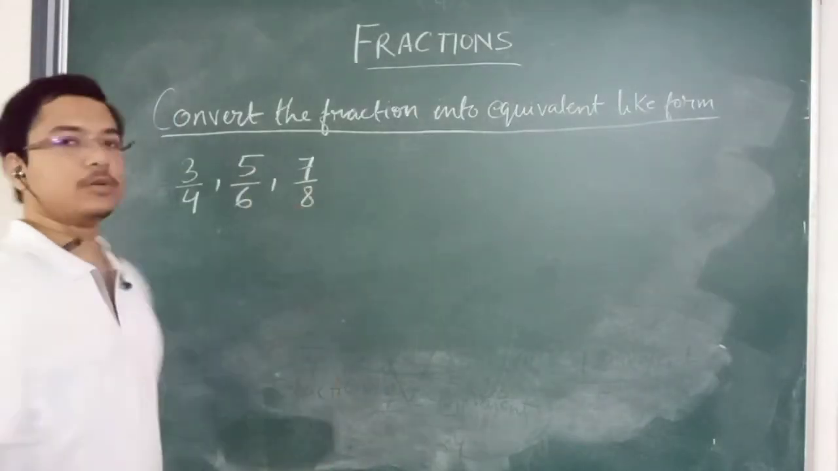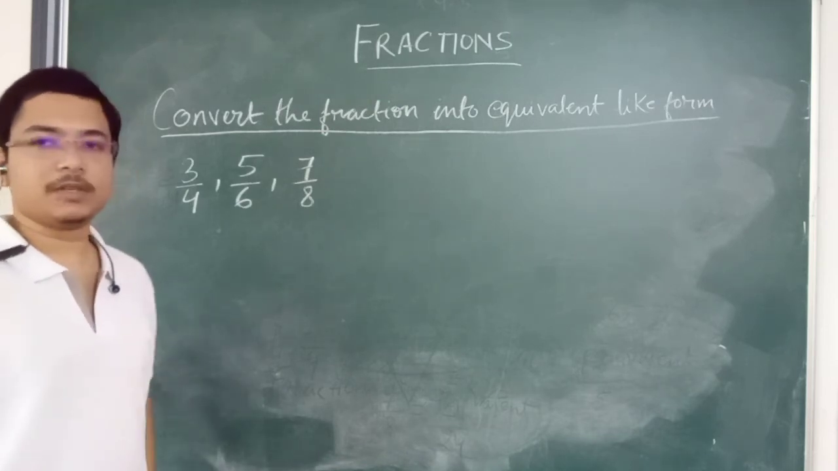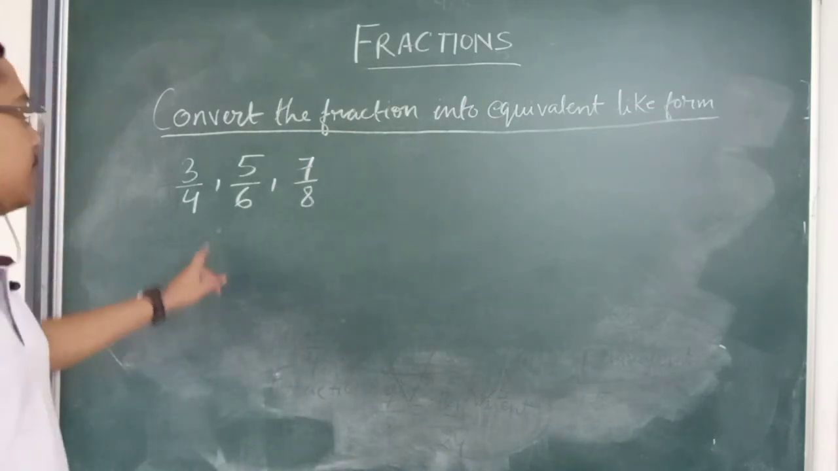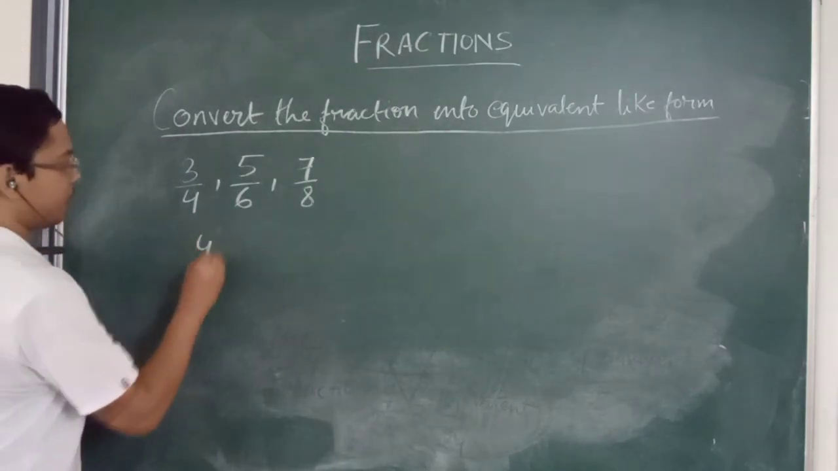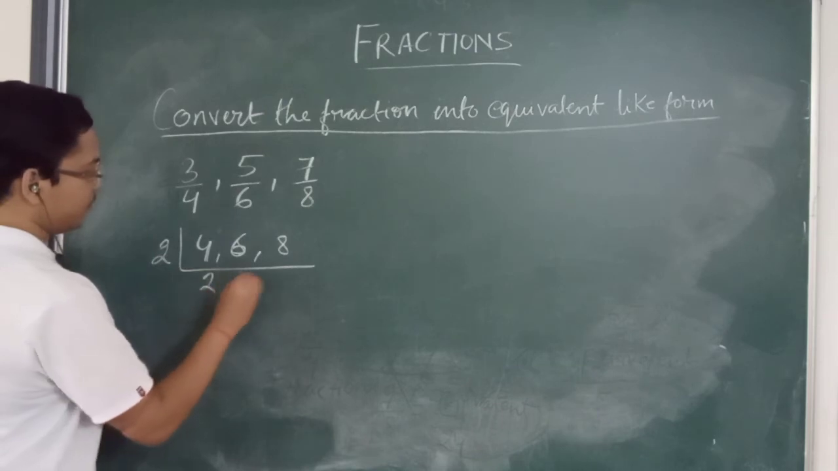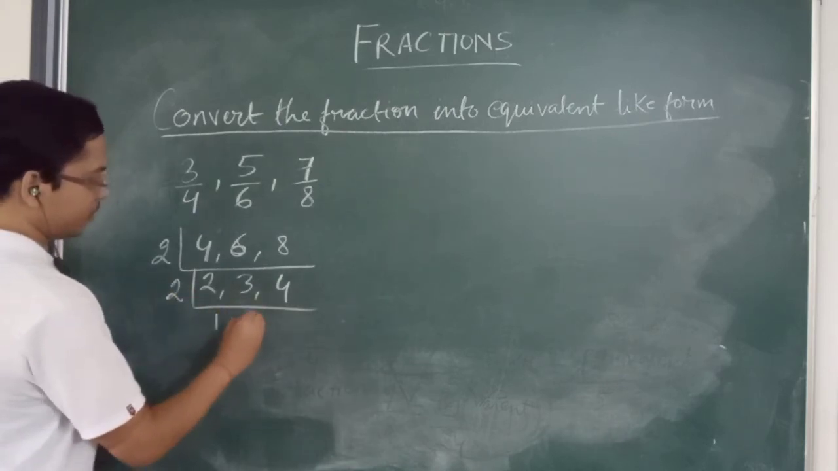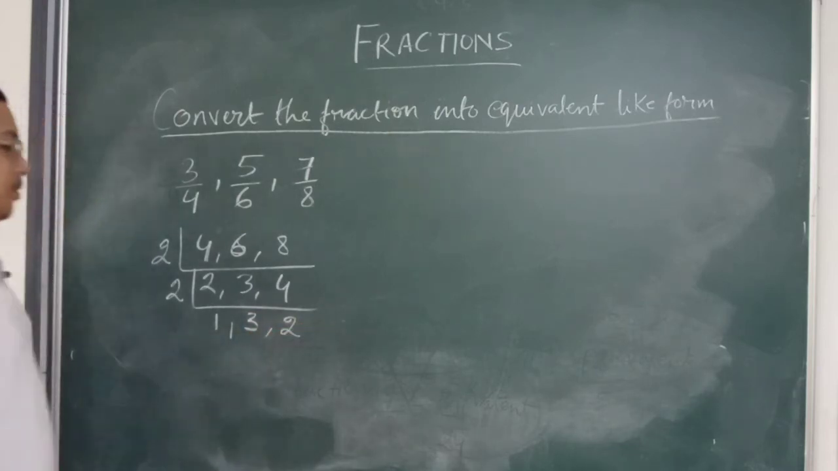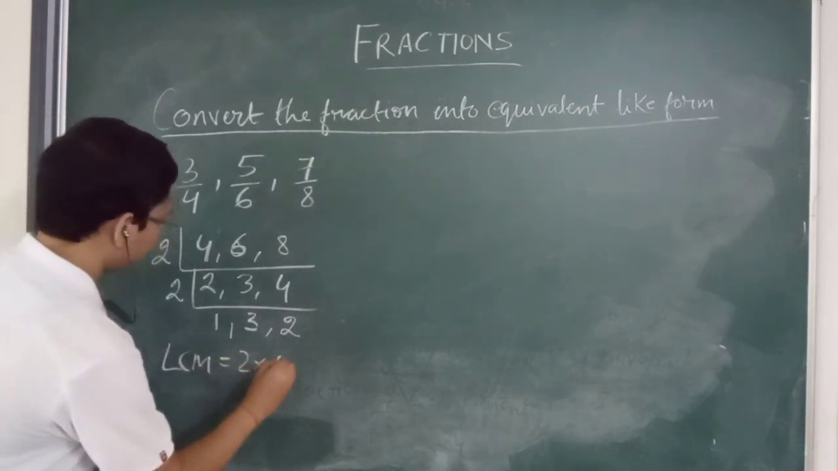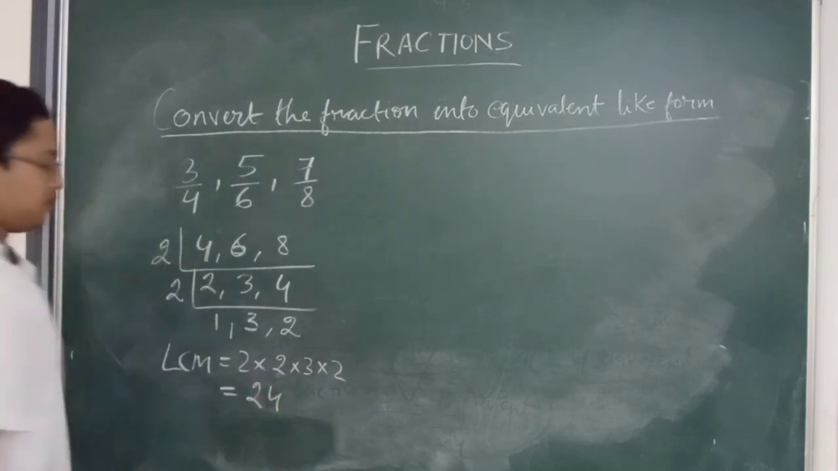So let us now look at how to convert the fractions into equivalent like form. Equivalent like form means the denominator of all the fractions should be the same. So how to make the denominator of all the three fractions the same? The first step will be to find the LCM of the denominators. So let us find the LCM of 4, 6 and 8. It goes 2 times, 3 times and 4 times. Again it will be divisible by 2, 1, 3 is not divisible, so only 3 will come and 2. So now no more common factor is there, so LCM will be 2 into 2 into 3 into 2, that is 24. So LCM is 24.